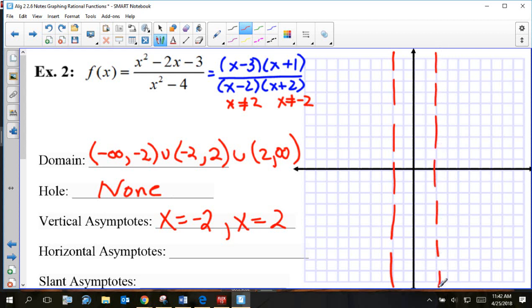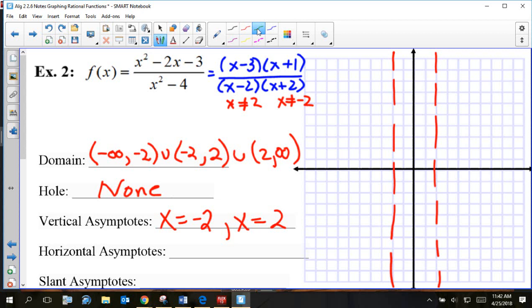So my graph is divided into 3 separate sections. We're going to have 3 different graphs going on. They're like the piecewise that we had done earlier in the year. 3 separate graphs happening. Now, horizontal asymptotes.